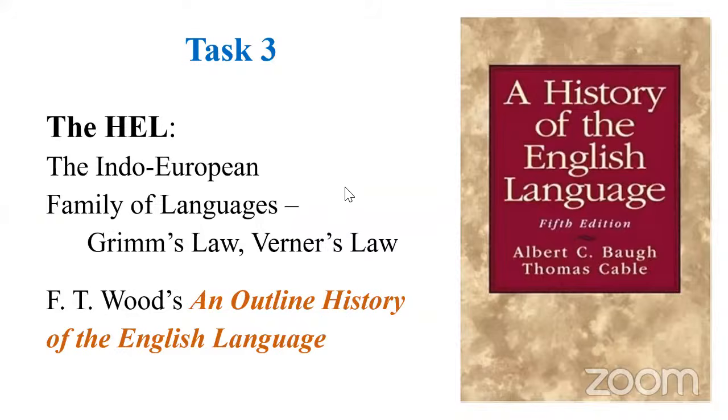Then the third one, you should also focus on history of the English language, also called the HEL. So generally, when we say HEL, it is history of English literature. But here you can go for history of the English language. These are the two books you can rely on: F.T. Wood's An Outline History of the English Language and History of the English Language by Albert C. Baugh, B-A-U-G-H, and Thomas Cable.